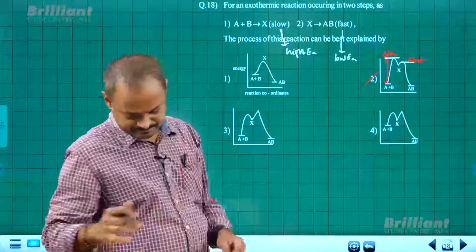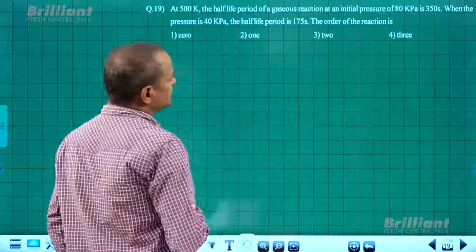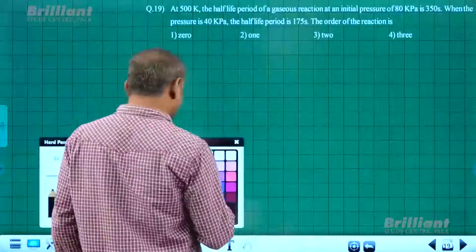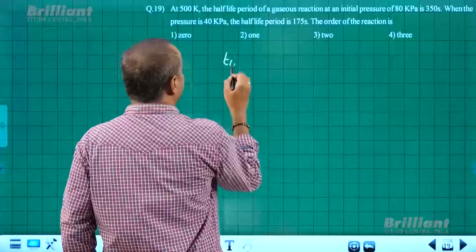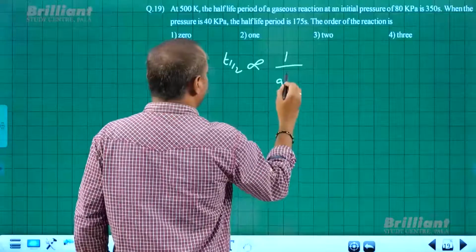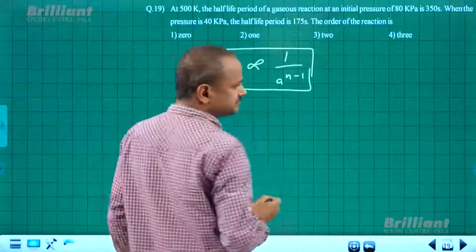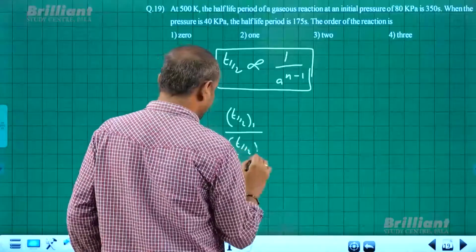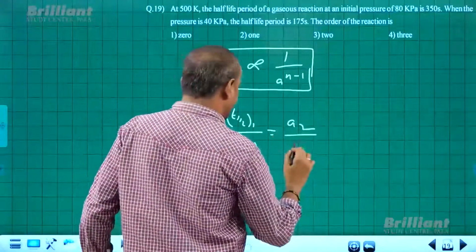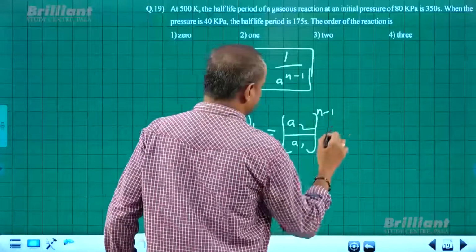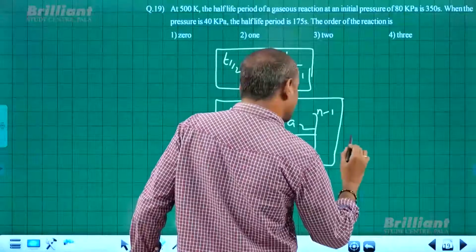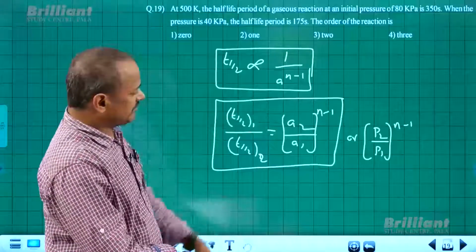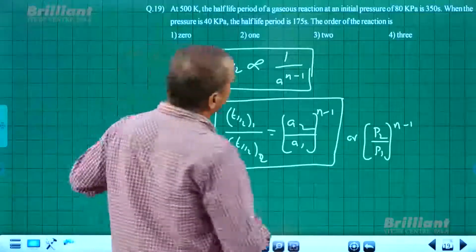So answer 2. Next: the half-life period for a gaseous reaction with initial pressure 80 kilopascal is 350 seconds, and for 40 kilopascal the half-life period is 175. What is the comparison of half-life with pressure or concentration? T half is proportional to 1 by A raised to n minus 1. This is the common formula for all types. Now, comparing, half-life of the first by half-life of the second is equal to A2 by A1 raised to n minus 1, or P2 by P1 raised to n minus 1. For concentration, A2 by A1. For pressures, use P2 by P1. Now the first half-life is 350.